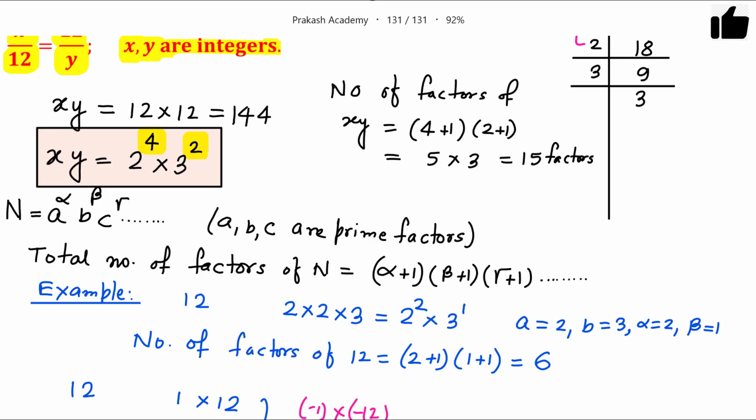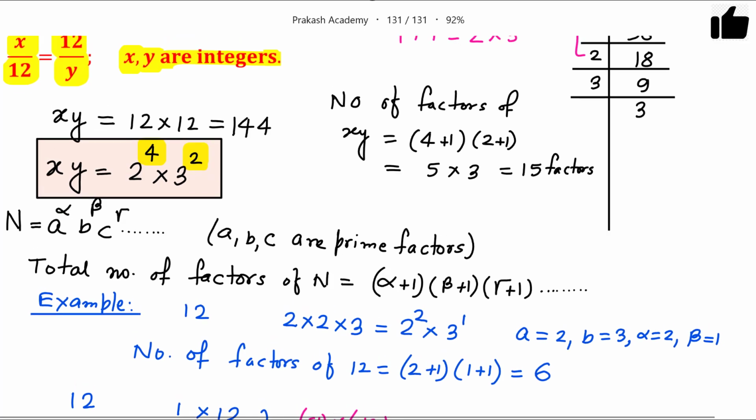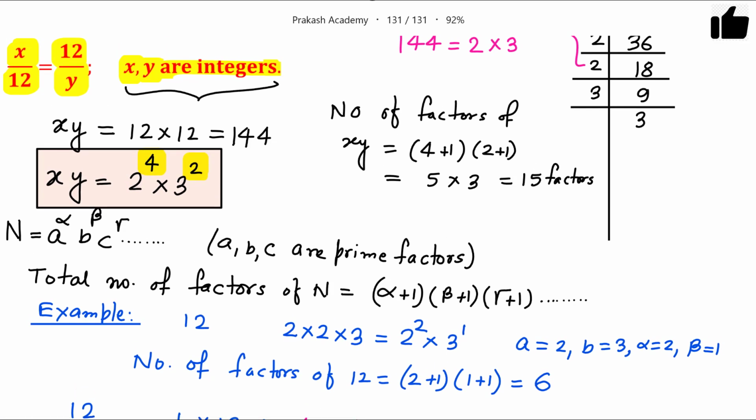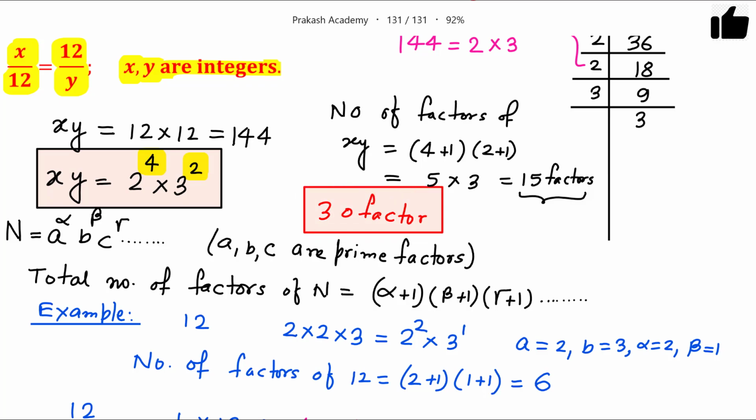But in the question it is said that x and y are integers, it is not said that they are positive integers or negative integers. It is simply said that they are integers. This means I have to also consider the negative factors. So 15 is coming from positive factors and you will have 15 negative factors. So we have a total of 30 factors in this problem, 15 from the positive side and 15 from the negative side.